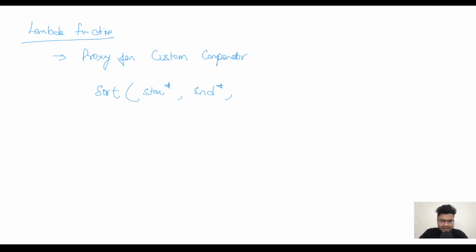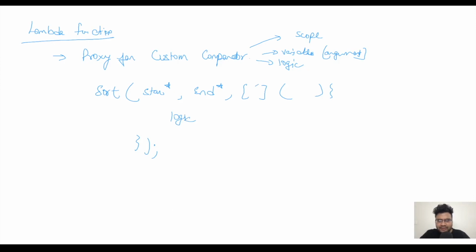So a lambda function mainly consists of three parts. The first part is basically scope. The second part is known as variables or arguments, and the third part is known as logic or return type. So how do we define it? First I define the scope here, then I define the arguments and then I will define my logic. So this is my logic for return type. This is going to be my scope and this is going to be my variables or arguments.